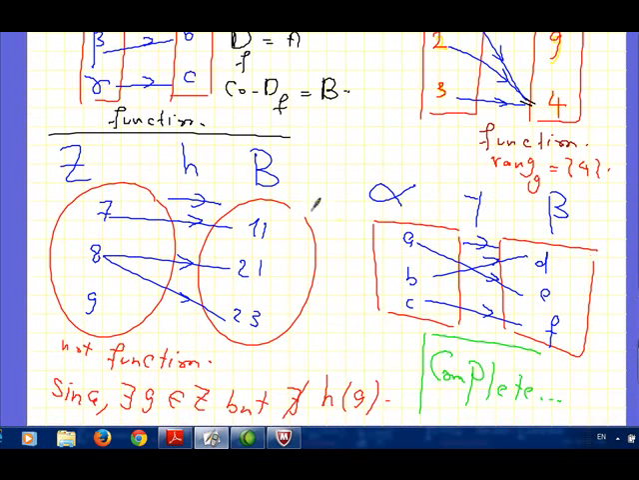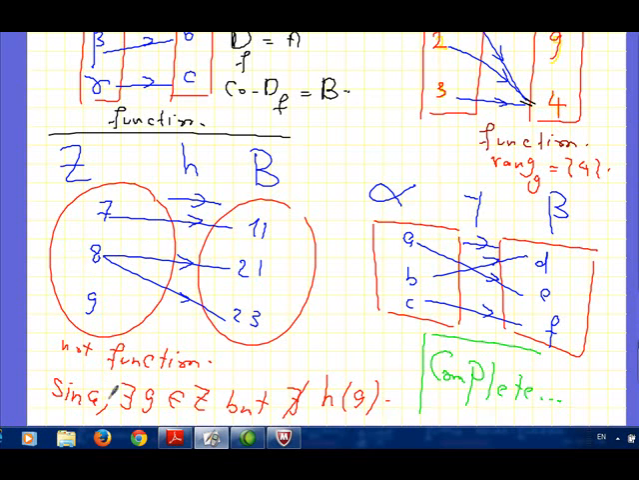Another example, let H be a mapping or transformation that transforms elements of Z into elements of B. Z contains 7, 8 and 9, B contains 11, 21 and 23. The image of 7 is 11, the image of 8 is 21 and 23, the image of 9 has no image. This is not a function because of two reasons.